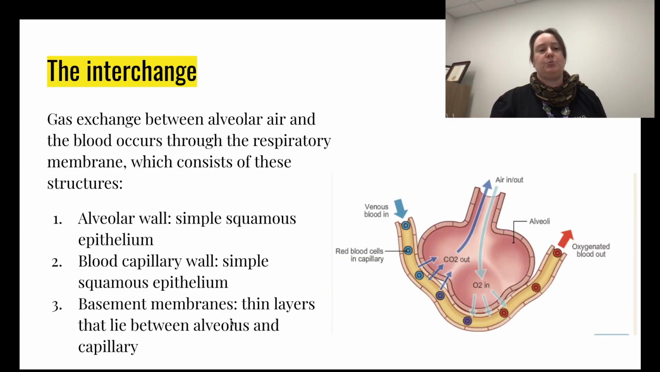So again, gas exchange between the alveolar air and the blood occurs in the respiratory membrane, which consists of these structures. So the alveolar wall, which is right here, again simple squamous, so it's literally just one layer of cells. Blood capillary, which again is simple squamous, one layer of cells, and then a basement membrane in between to anchor it together. So, these thin layers make it so basically they're only going through 3 layers, and they're very thin. So therefore, it's really easy for oxygen to go in and be picked up, and carbon dioxide to be kicked out, and we breathe out.